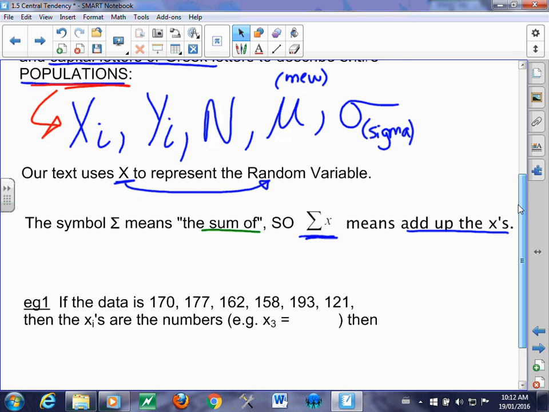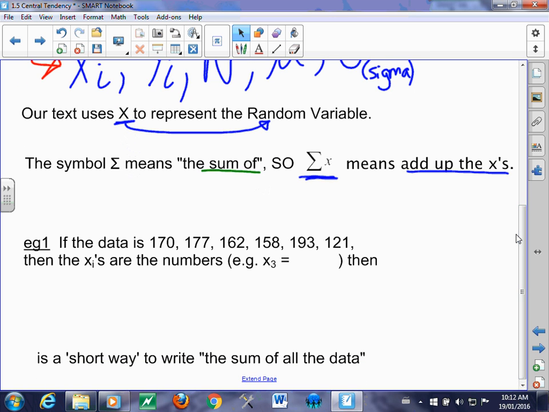Here's example 1. If the data is 170, 177, 162, 158, 193, 121, then the x sub i's are the numbers. So, for example, x sub 3 means, what's your third data point? Look here, count to 3. 1 is your first one, second one, third. So your third data point equals 162.